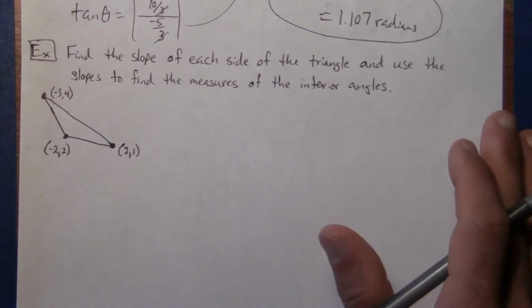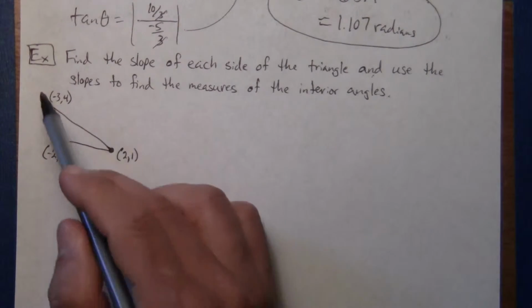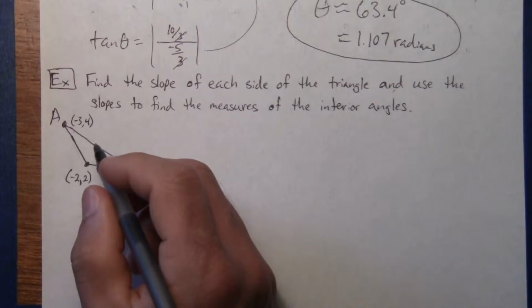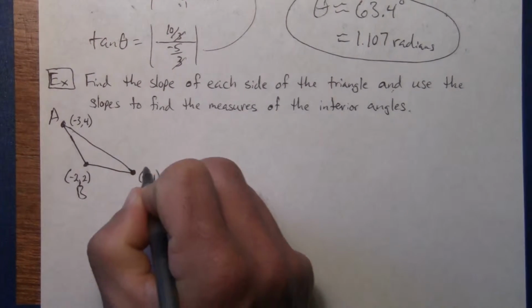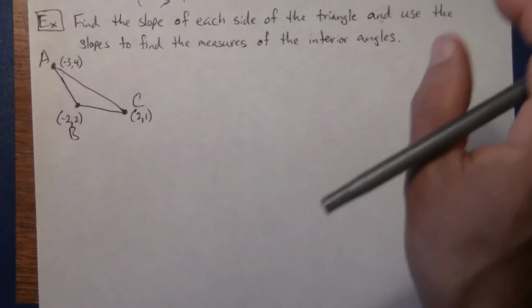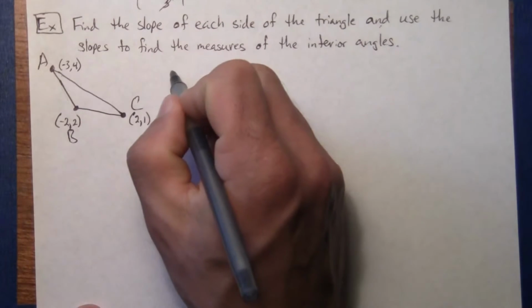It says find the slope of each side of the triangle and use the slopes to find the measure of the interior angle. So we'll go ahead and find the slopes for all these. I'm going to call this one A, this one B and this one C, just so I can refer to A, B, C, and so on. Alright, so let's start with AB.